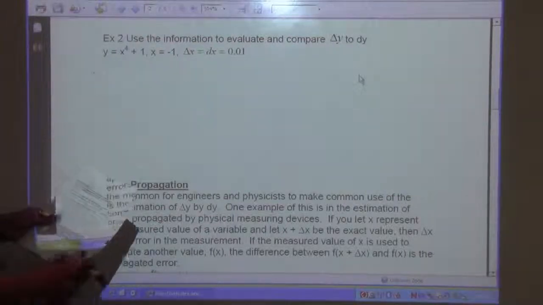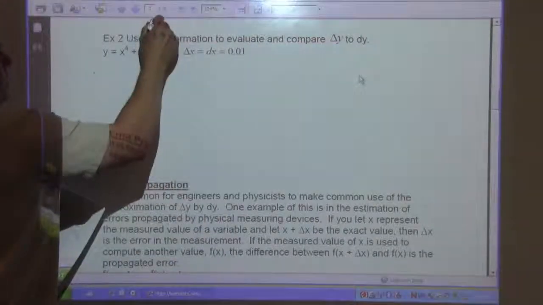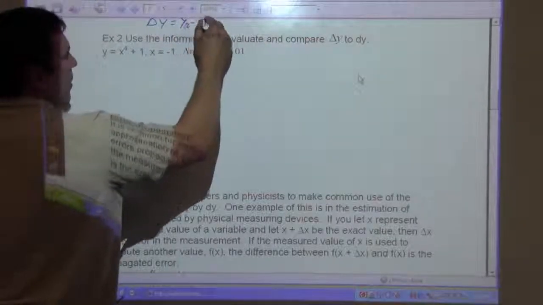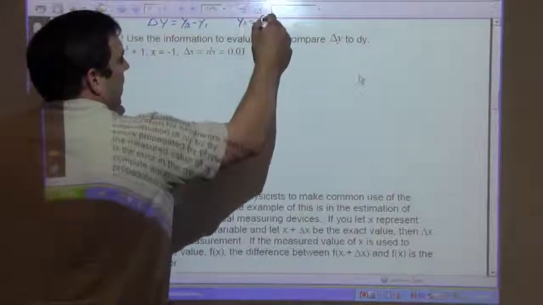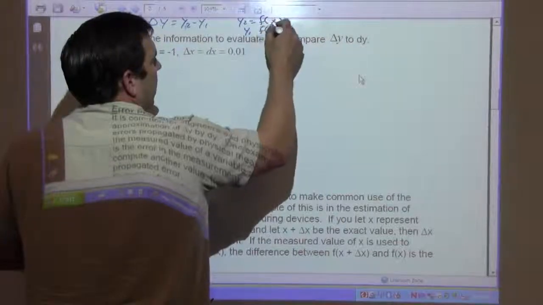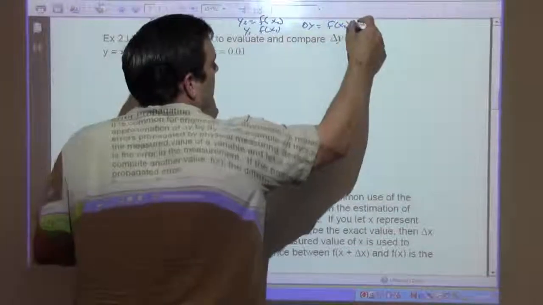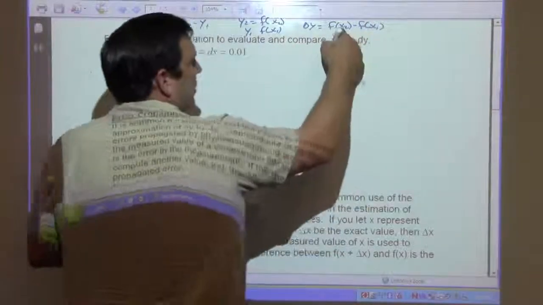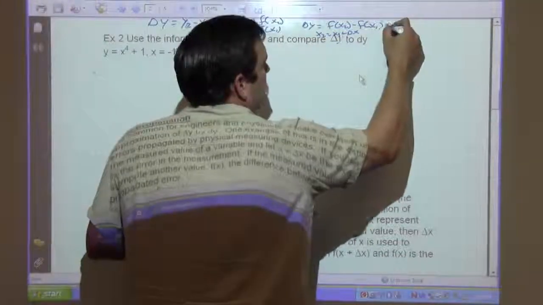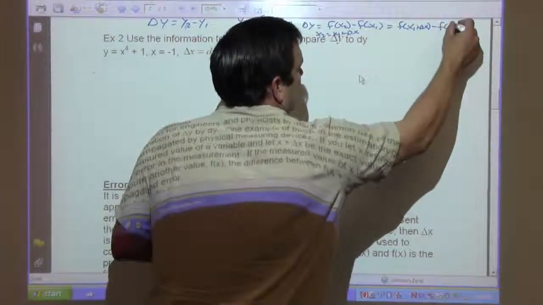Plus 1, x equals negative 1. Delta x is dx, and that's 0.01, so that's okay. And just to note, delta y is going to be equal to y2 minus y1. And y2 is f of x2, and y1 is f of x1. So our delta y would be f of x2 minus f of x1. Now what is x2? x2 is x1 plus delta x. So this would be f of x1 plus delta x minus f of x.